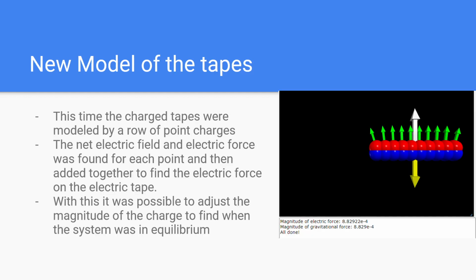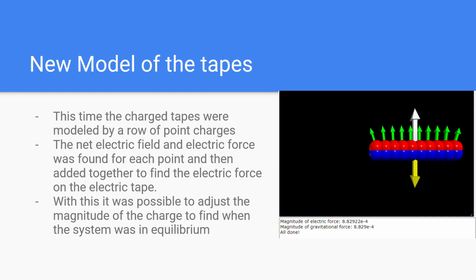The majority of this lab is focused on a new model of the electric force on the tape, where we model it by using a row of point charges of an arbitrary number. We chose 10 because it was a lot better than just having one point charge, but it also does not slow down the amount of time the calculations take. The net electric field and electric force were then found at each point and added together to give the electric force on the tape.